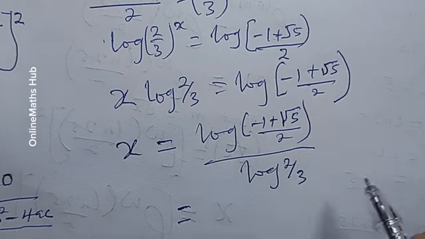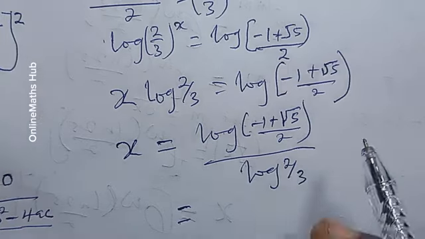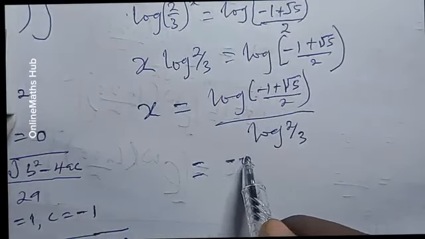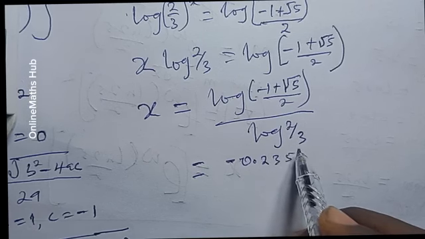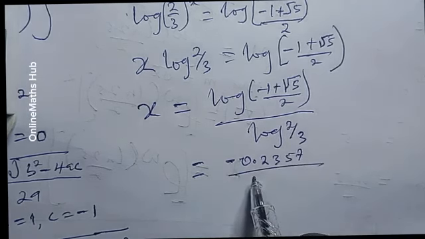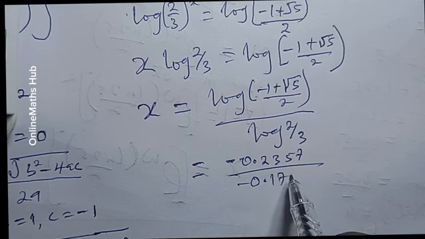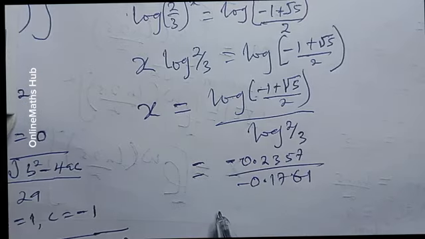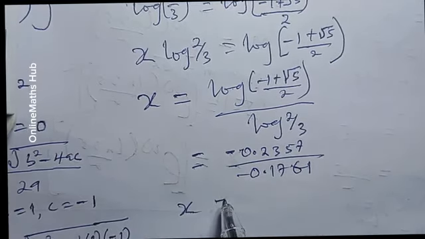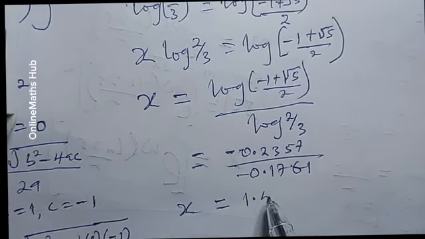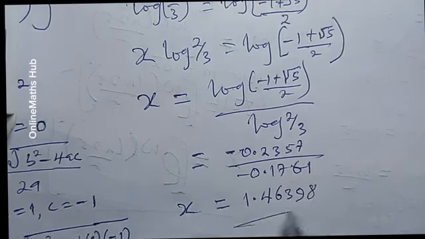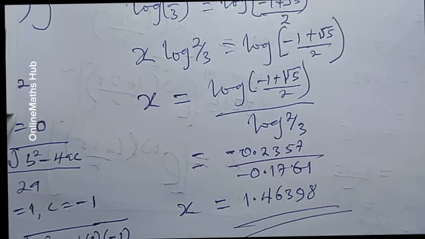This you can actually go ahead to check in your calculator, so that you can find the exact value for this. When you compute this, you're going to be having that this is minus 0.2357, and of course divided by minus 0.1761. So that when you divide it, approximately x is going to be equal to 1.46398. So this is going to be the approximate value of x.